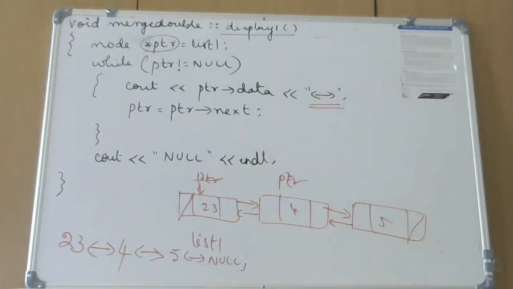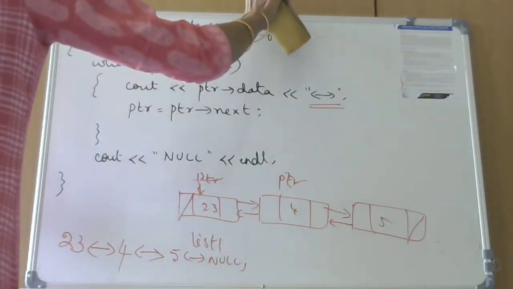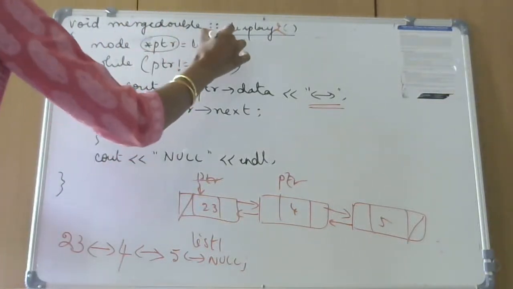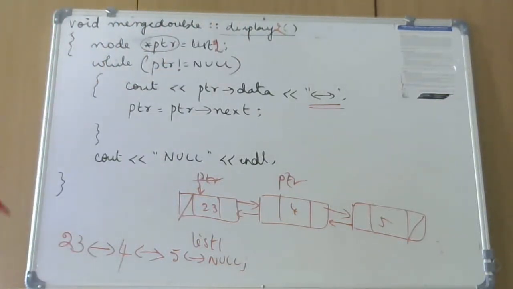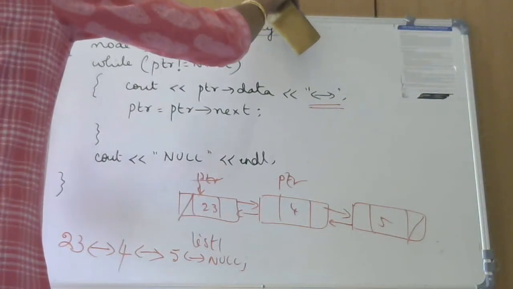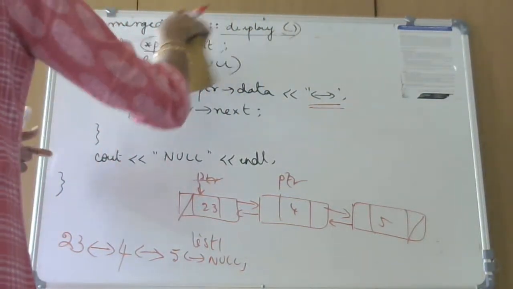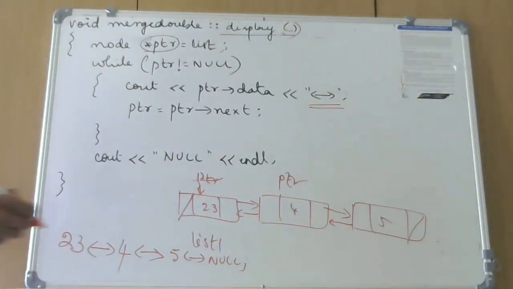The same thing you have to follow. This is for displaying the first list. Now to display second list, actually I had defined one more function as display 2. You can take the same pointer. You have to initialize it with list 2 and then the list 2 gets displayed. If you want to display the merged list, I have defined one more function called just display. Here it will be list because we are storing the final merged list in list.